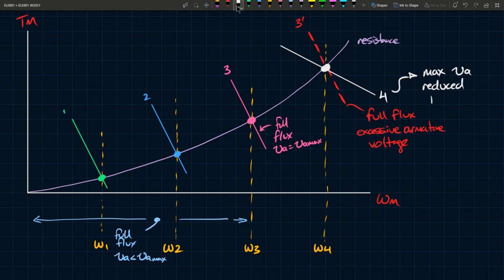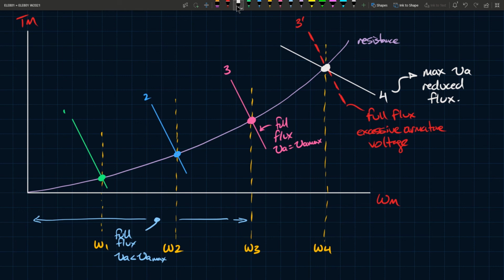So I reduced the flux. And what does reducing the flux do? It reduces the slope. And it means it drops off at a lower rate than the other ones do. So the white line is obviously a smaller slope than the green, the blue, and the pink. This is what we refer to as field weakening.